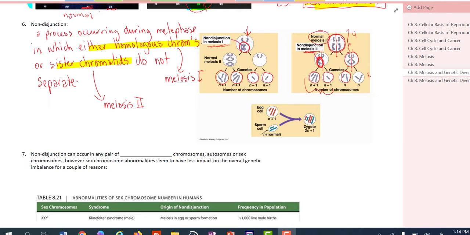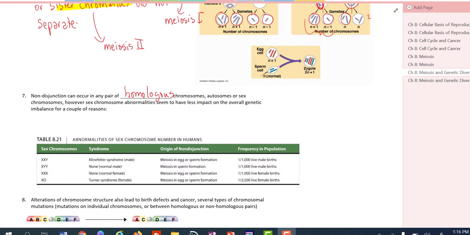Non-disjunction can occur in any pair of homologous chromosomes, autosomal or sex chromosomes. However, sex chromosomal abnormalities seem to have less impact on the overall genetic imbalance for a couple of reasons, right? So one reason this imbalance tends to have less of an impact if it occurs in our sex chromosomes is that the Y chromosome has relatively few genes. The Y chromosome is small with relatively few genes.